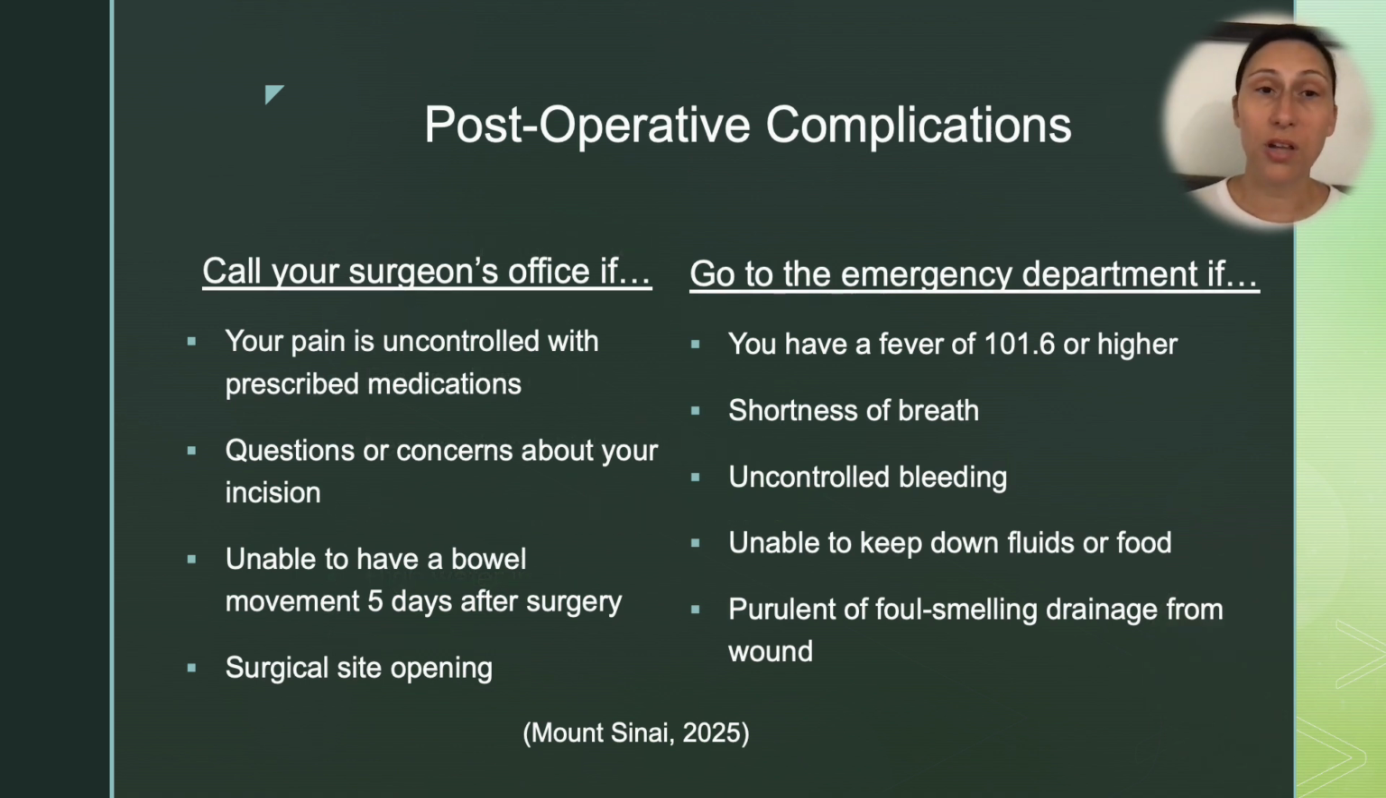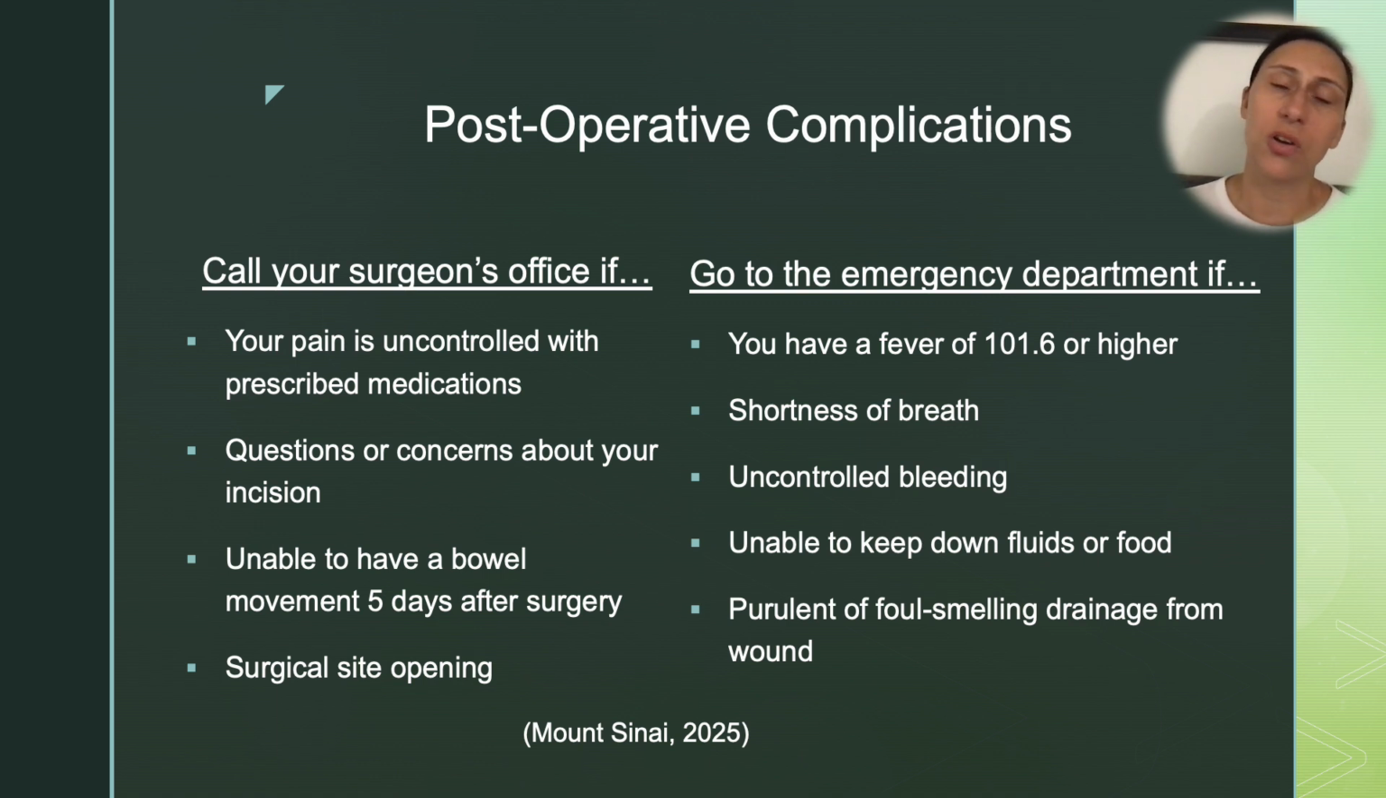All right, post-operative complications. What do we do when we have post-operative complications? There's two different columns. We want our patients to either call their surgeon's office or go directly to the emergency department. So we want our patients to call the surgical office if their pain is uncontrolled with their prescribed medications, if they have any questions or concerns about their procedure or their incision site. Also, if they're unable to have a bowel movement 5 days after surgery, they need to call their surgical office, or if they have any surgical sites that are starting to open.